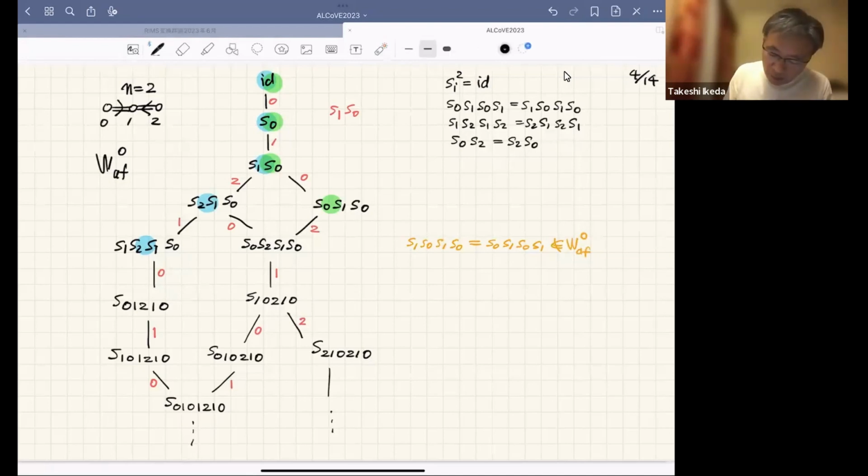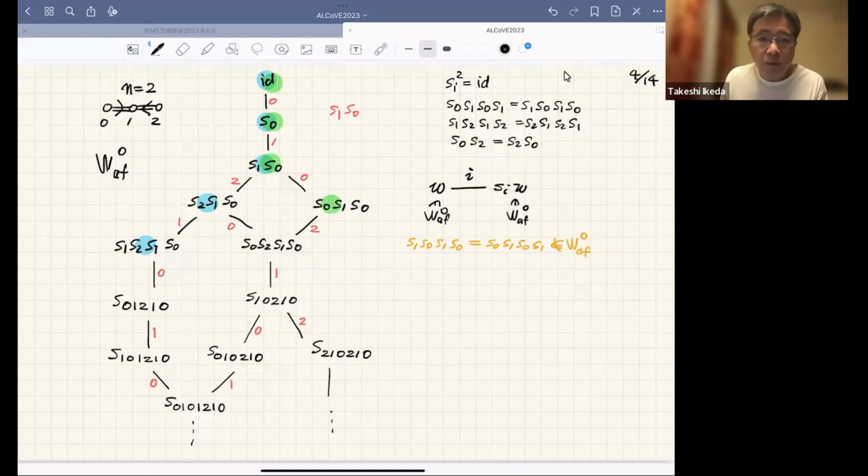So we have a graph like this. This is called the weak left order on this set. For example, if you consider S1, S0, S1, S0, this is equal to S0, S1, S0, S1. So if we multiply by a simple reflection Si, then it decreases the length. So this is not inside our set, something like that.